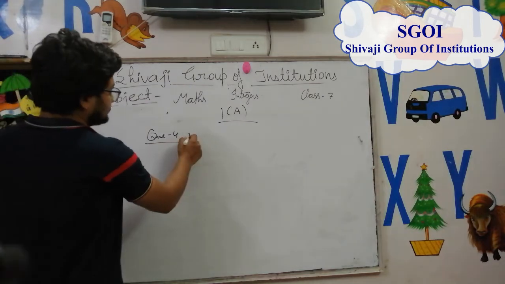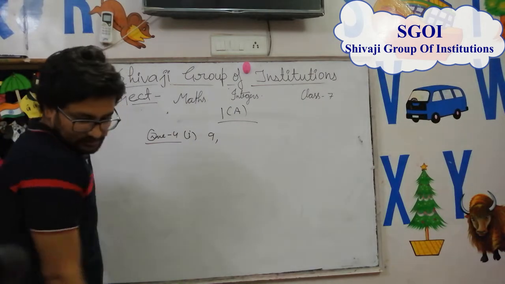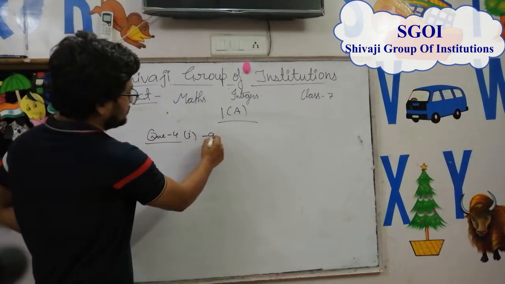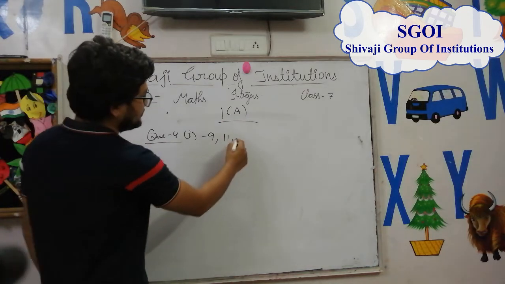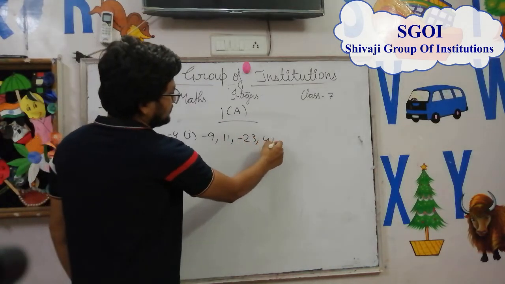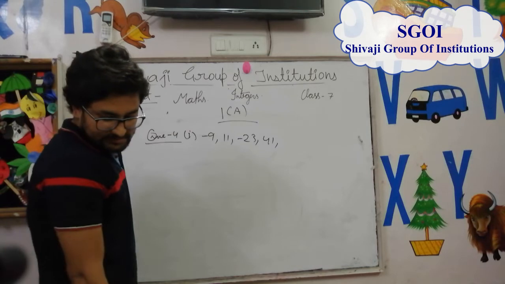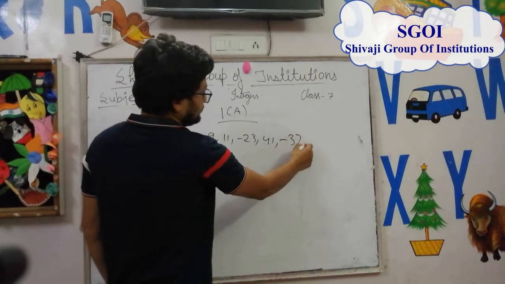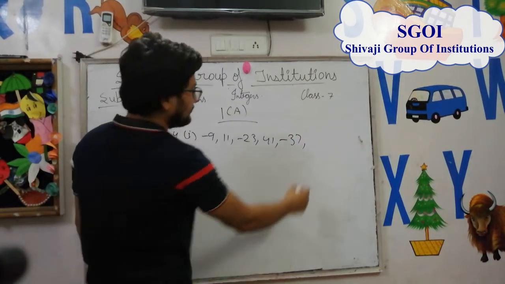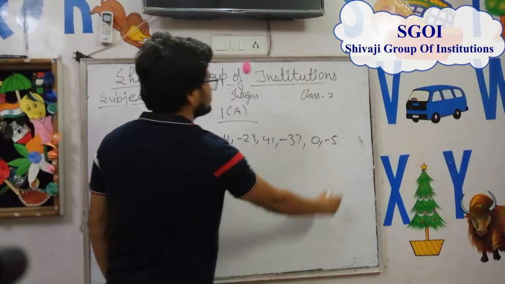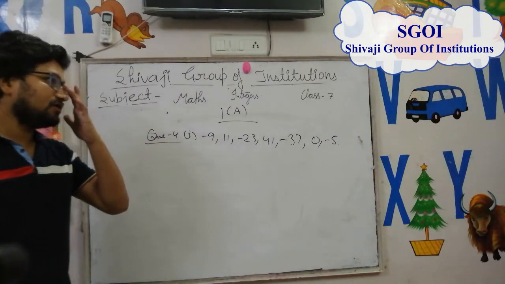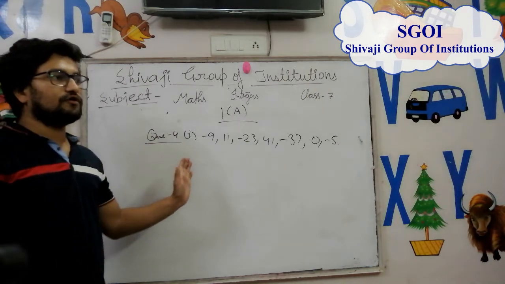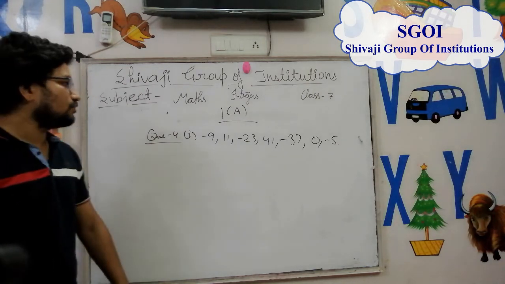In the first part it has given minus 9, 11, minus 23, 41, minus 37, 0 and minus 5, and you are required to arrange this data into ascending order. We know that ascending means from the least value to the highest value.